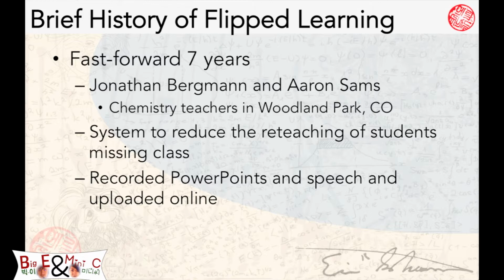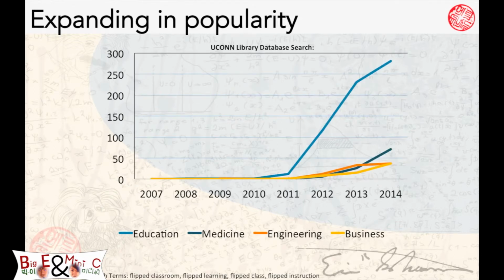I got into the University of Connecticut library database search, and I put in a simple search. I used the search terms flipped classroom, flipped learning, flipped class, and flipped instruction. And I was looking to see how many articles were written on the topic since Bergman and Sams had developed the idea. As you can see, between 2007 and 2010, the academic research was not there.